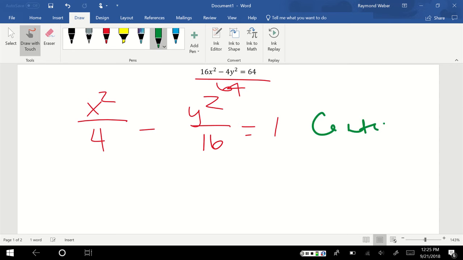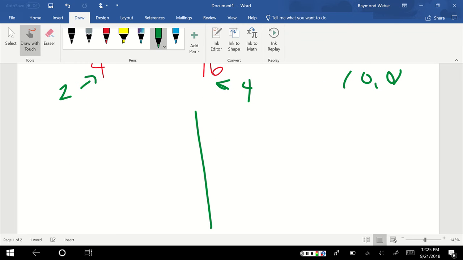The center is at 0, 0 because there's nothing here with the x or y. If there had been, just like with an ellipse or a circle, we flip the signs. So my center is going to be at 0, 0. And I go the square root of these, so 2 out on the x and 4 out on the y. So when I go to start graphing this, this is going to go 1, 2, 1, 2, 1, 2, 3, 4, 1, 2, 3, 4.